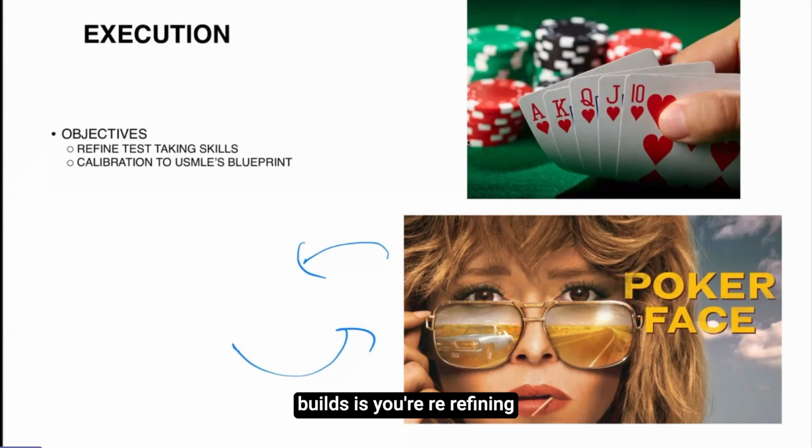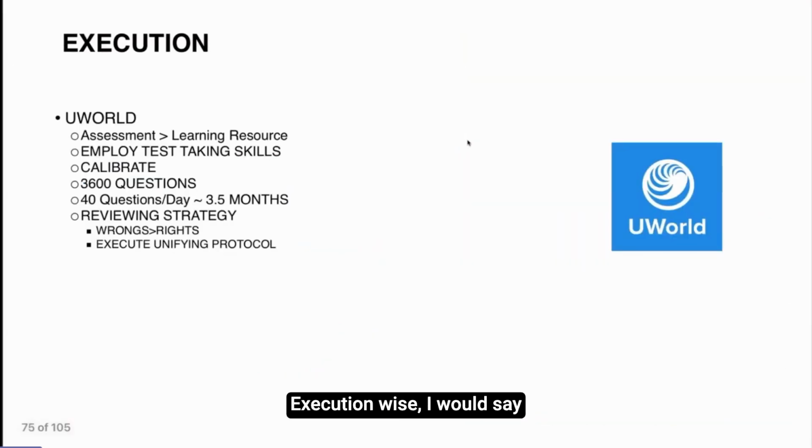And that's where execution builds: you're refining your test-taking skills. You're making sure you're ruling things out the right way and not ruling things out the wrong way. Execution-wise, I would say UWorld is the best resource. It should be taken more as an assessment tool than a learning resource, which is contrary to whatever you'll find on the internet. The information you should be taking is from top test takers. Don't learn from people who haven't performed that well, because they will tell you it's a learning resource. Yes, it is a learning resource, but you should be using it to see that your scores are going up and you're executing well on your testing skills.